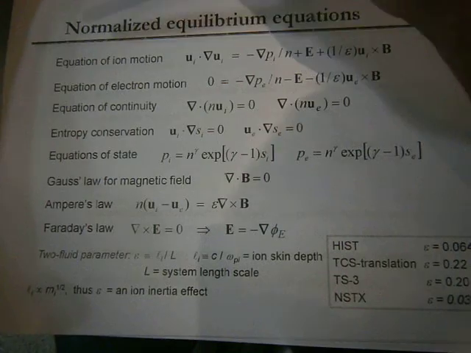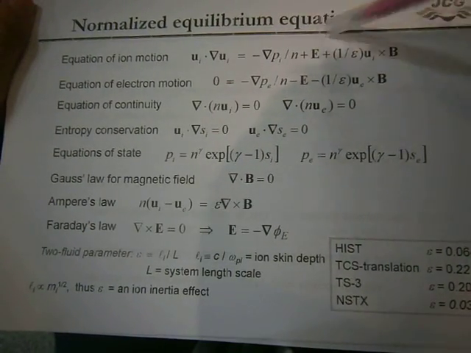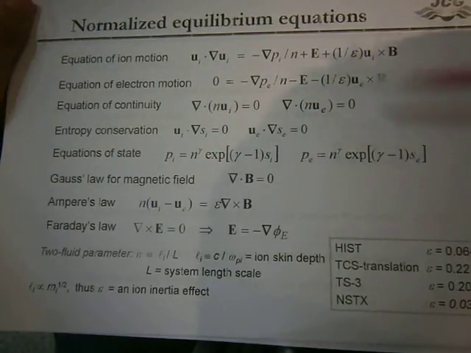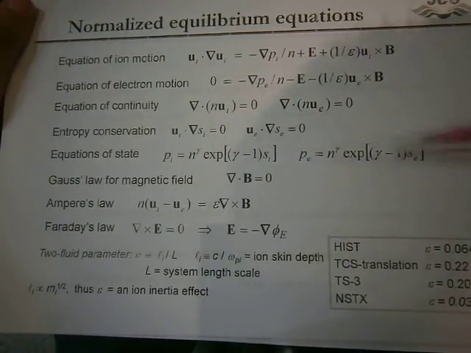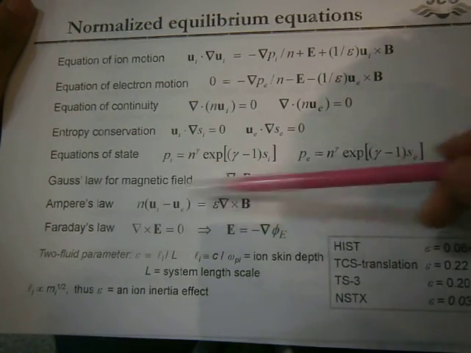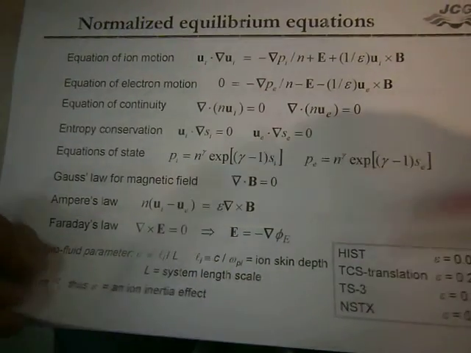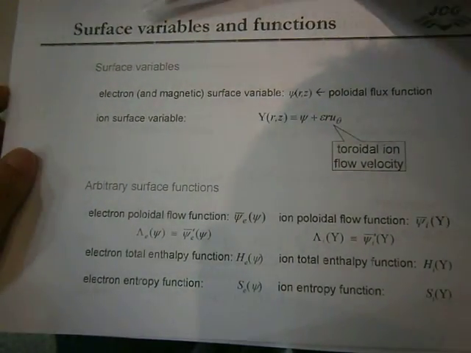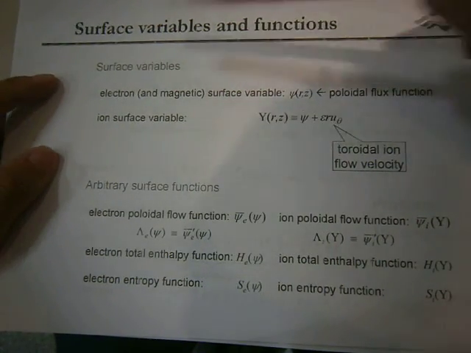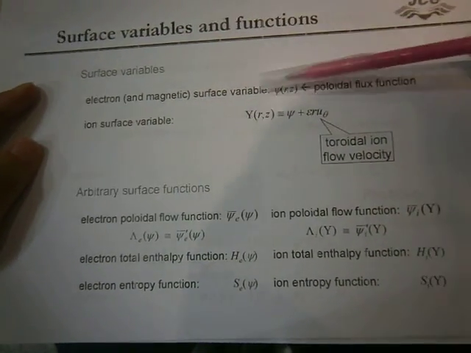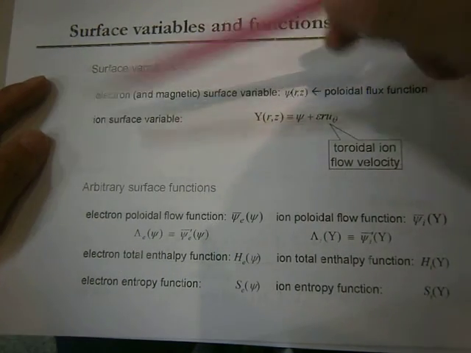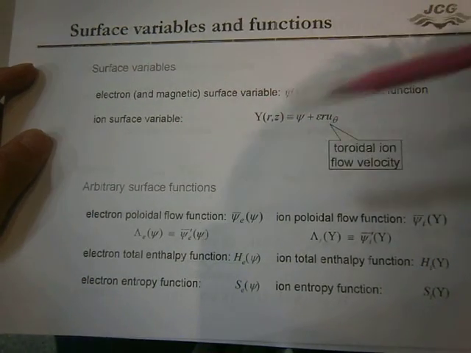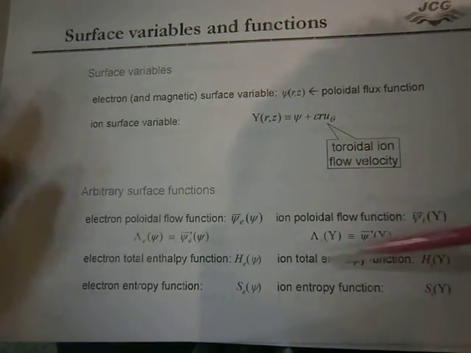Normalize the equivalence equation, the ion motion equation, the electron motion equation, the electron condensation action, the state Gaussian field. Surface variable: first the surface variable electron and magnetic surface variable, the flux function is the surface variable, toroidal ion flow velocity, the surface function, electropolarizer flow function, ion function, toroidal function.